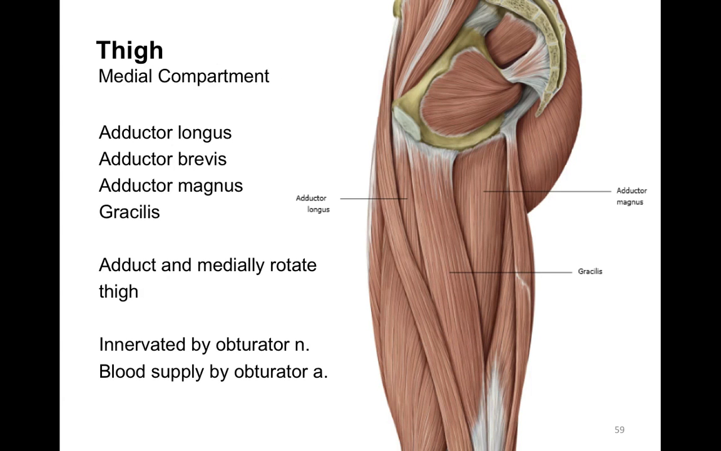Medial compartment can be viewed here in this medial view of the thigh. The muscles belonging to medial compartment include adductor longus, adductor brevis, adductor magnus, and the gracilis. Their common functions are to adduct and medially rotate the thigh, all innervated by obturator nerve and supplied by obturator artery.